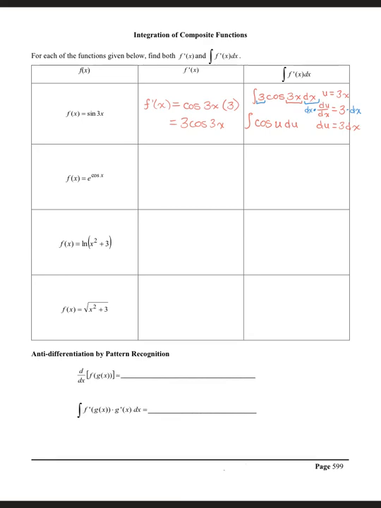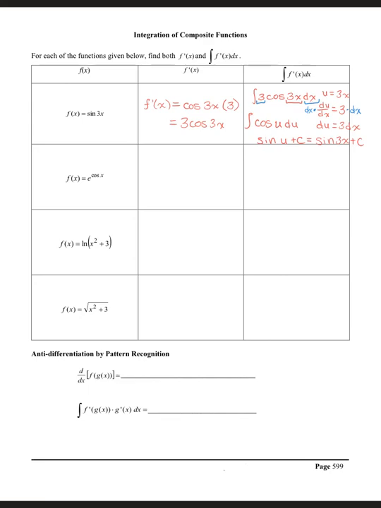Okay, this is much easier to integrate. What is the integral of cosine? Well, that's sine u plus a constant. But we did not integrate in terms of u, we integrated in terms of x. So we need to plug back in the 3x for u. So this would be sine of 3x plus c. That is the integral. Okay?